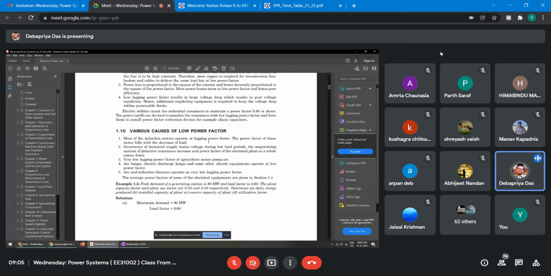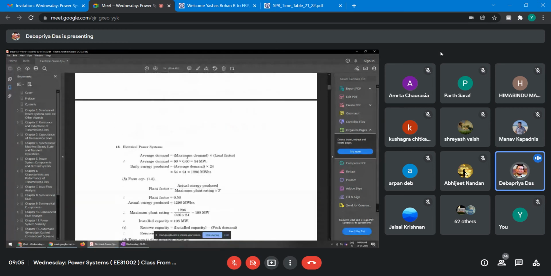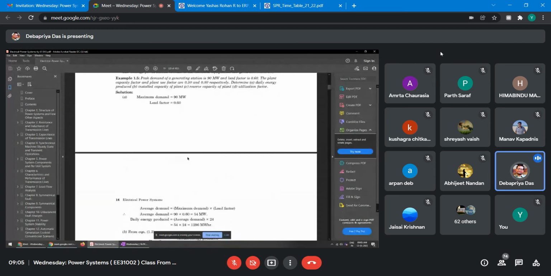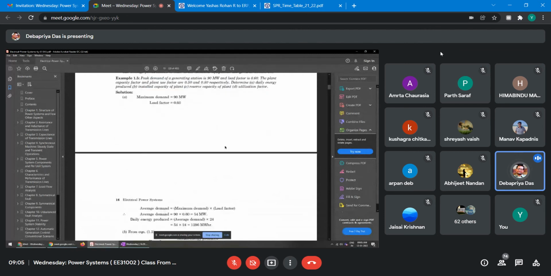Arc furnaces and induction furnaces also operate at very low power factor, right? The average power factor of some of the electrical equipment is given at the top. So this is another example that we will study, a very simple example. Everything is solved. All cannot be done, otherwise it will take more time, right?